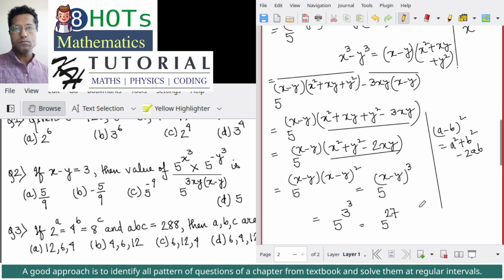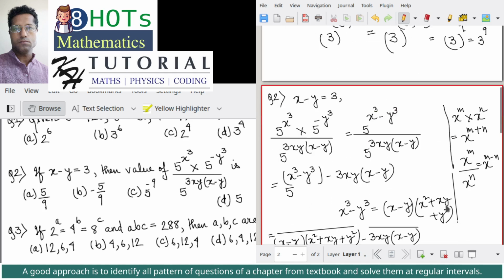What is wrong? I am having 5 to the power 27, and the choices are 5 by 9, minus 5 by 9, 5 to the power minus 9, and 5 to the power 9. My answer 5 to the power 27 is not at all matching with any of the choices. Let me see if I have done anything wrong or not.